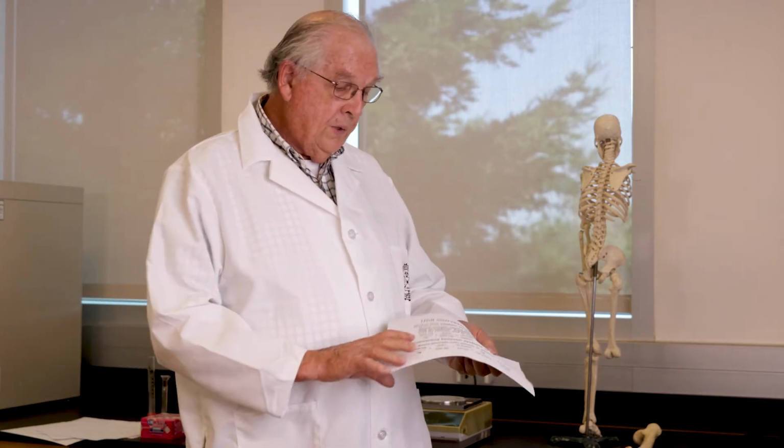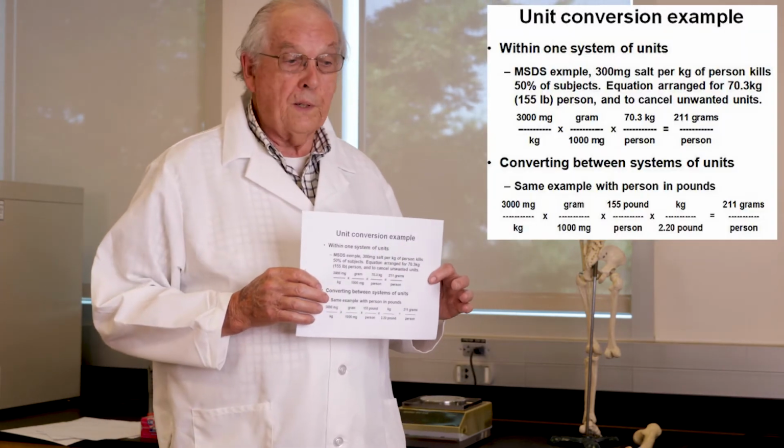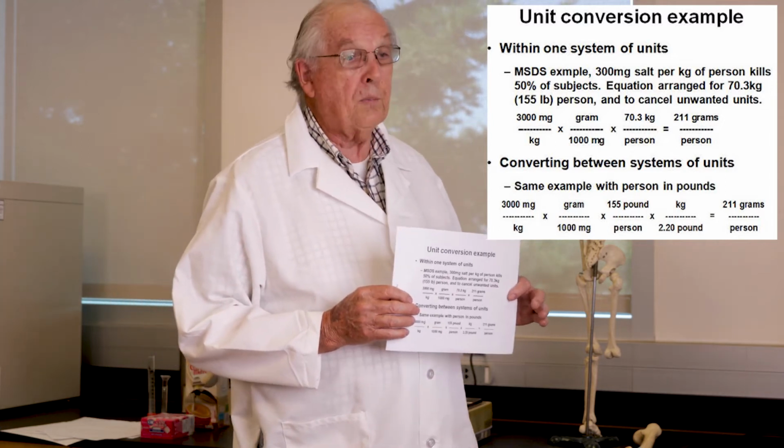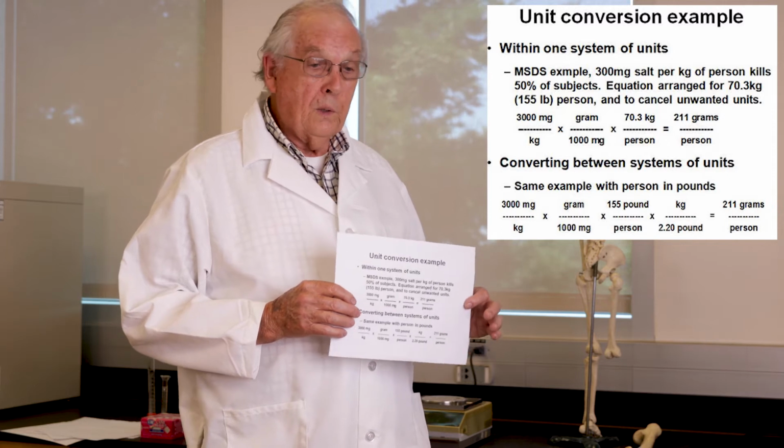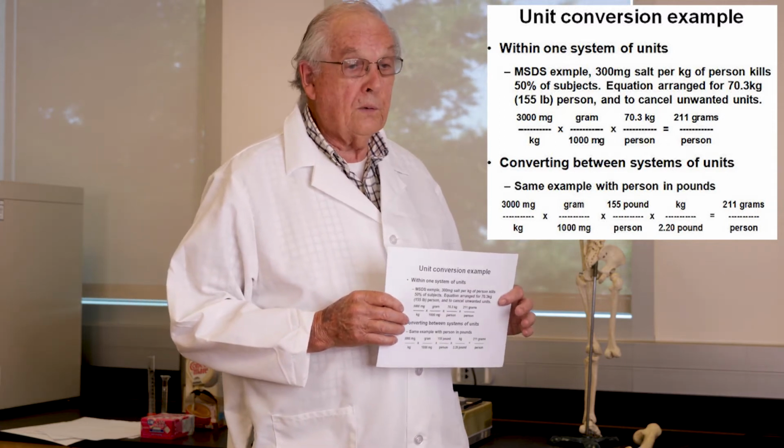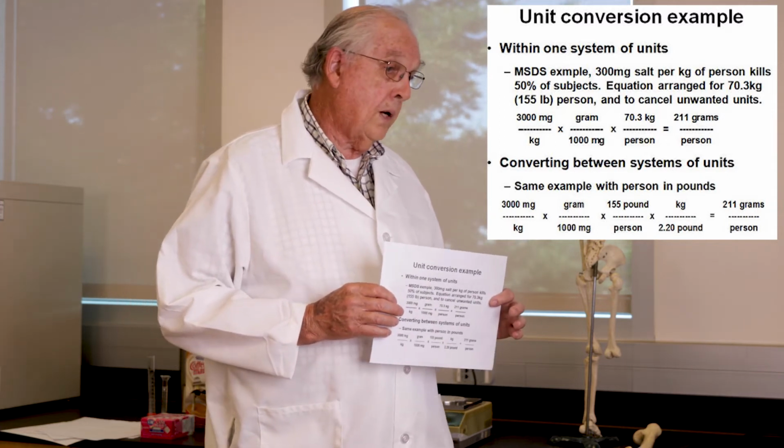And there's several other things. 453 grams is 1 pound. So you can do these conversions, and I'll provide a chart in the video that gives you an example of conversions. And this one is from Chem 32A, where we look at the amount of salt it would take to kill you, or half the people anyway.